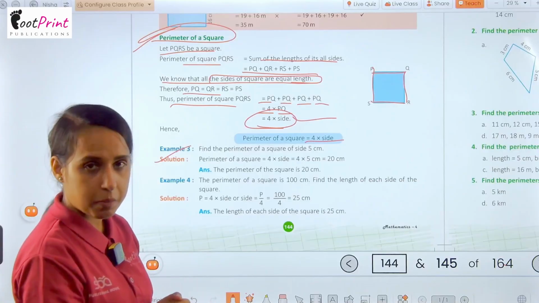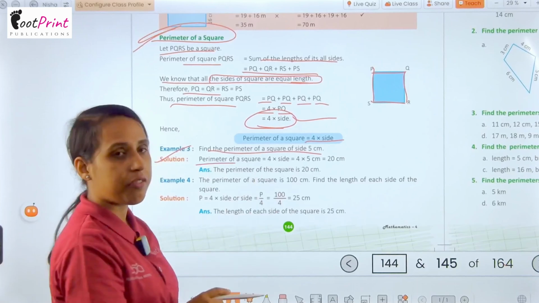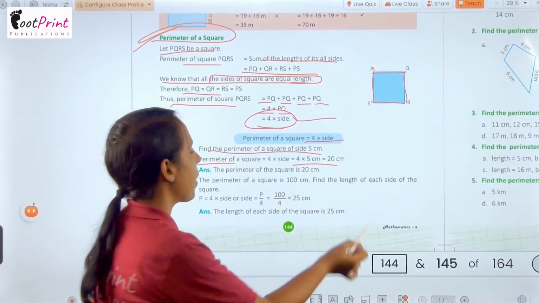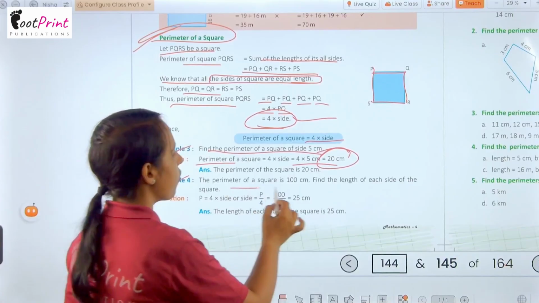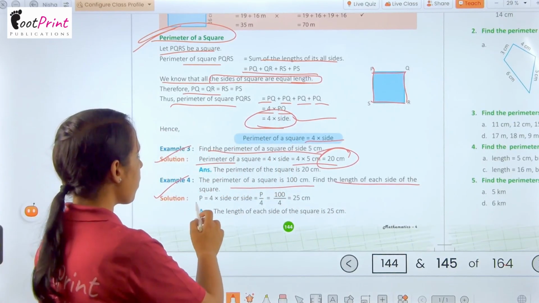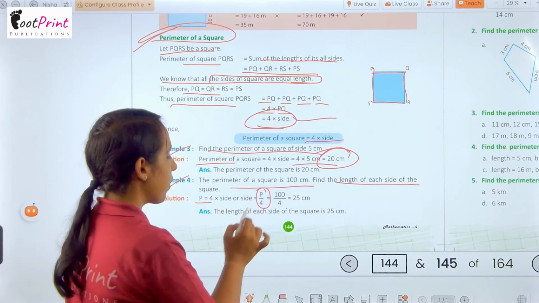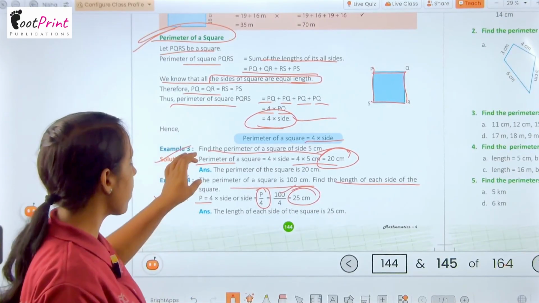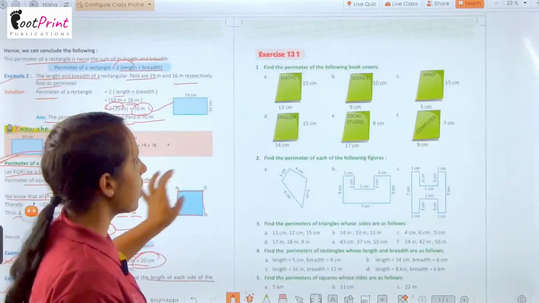Now we have example number 3. On the basis of this, find the perimeter of a square of side 5 centimeter. So perimeter of a square will be 4 into side. So we will multiply 5 by 4. So we get the perimeter is 20 centimeter. Okay. And example number 4, the perimeter of a square is 100 centimeter and we find the length of the side. So as we know, perimeter equals to 4 into side, and here if we want to find out the side, so we will divide perimeter by 4, and after dividing it we get here 25 centimeter. It means we can say the length of each side of the square is equals to 25 centimeter.